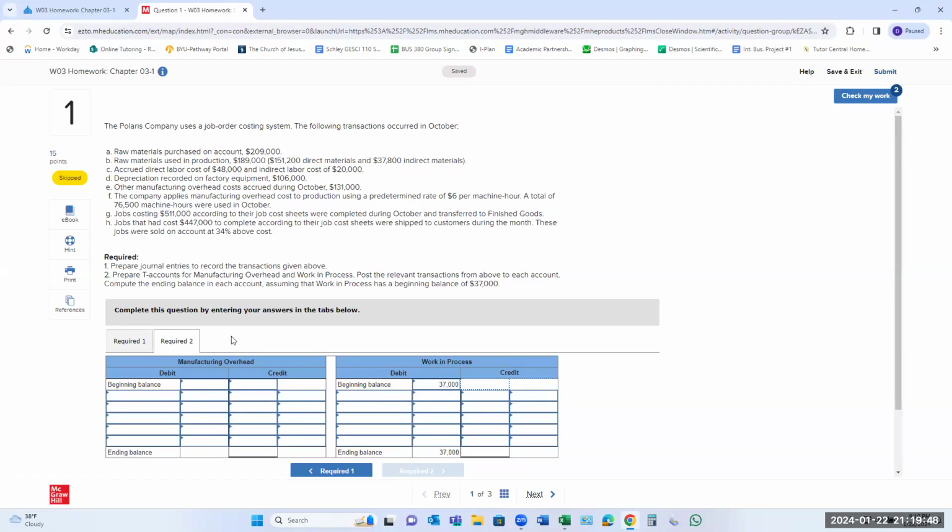Okay. So now I'm going to take these one at a time. I'm going to go down the transaction list and pick out the ones that I did for manufacturing overhead.